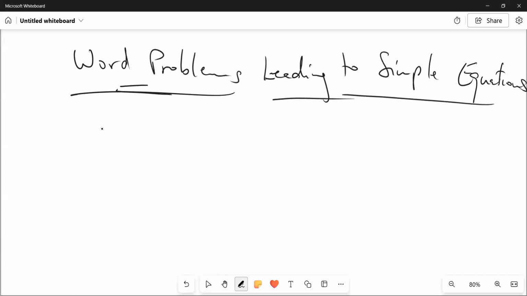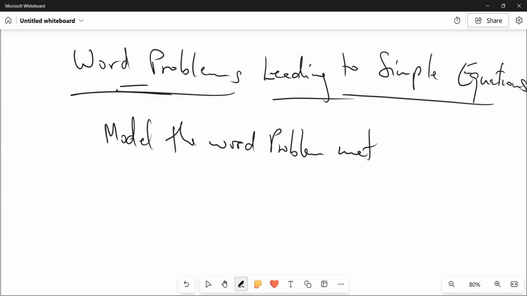Your task is to model the word problem mathematically. That's your problem. And therefore, your ability to translate a verbal statement into something mathematical.